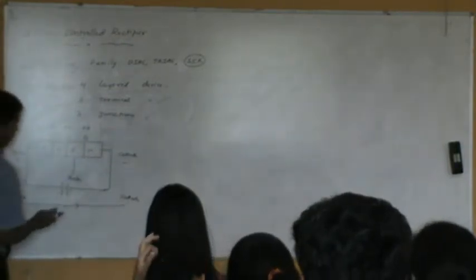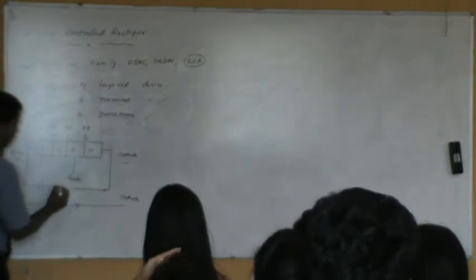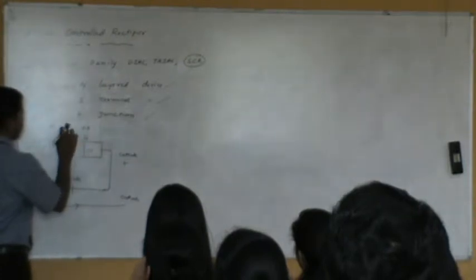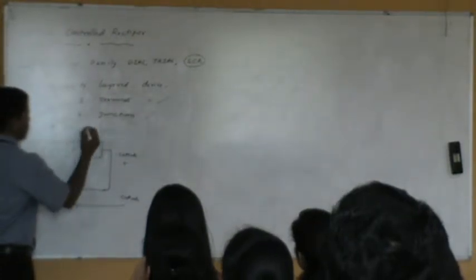What about the reverse condition here? Suppose I apply the bias condition in reverse, in the sense negative to the anode and positive to the cathode. Look at the bias condition now, again with zero gate voltage. The bias conditions will change. So J1 will be reverse bias, the middle junction J2 will be forward bias and J3 junction will be reverse bias. Again in this condition, do you think current will flow?